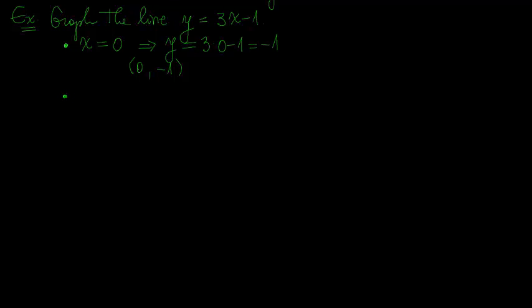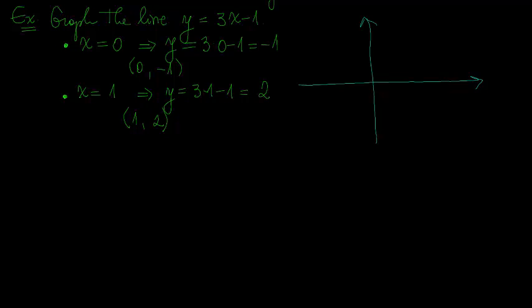And now let's just pick another point. Let's say x equals another nice number, 1, then y is 3 times 1 minus 1, and that's 3 minus 1, which is 2. So we have the point with coordinates x is 1 and y is 2. Now, once I have these 2 points, I can plot my line.